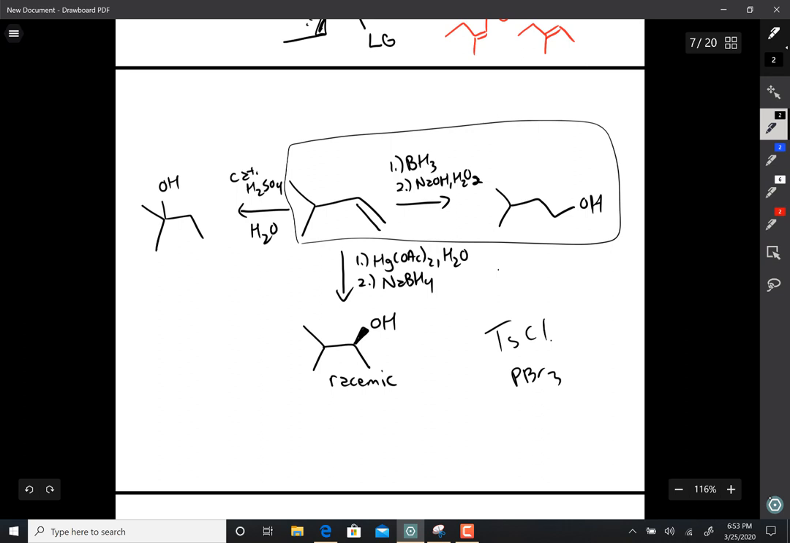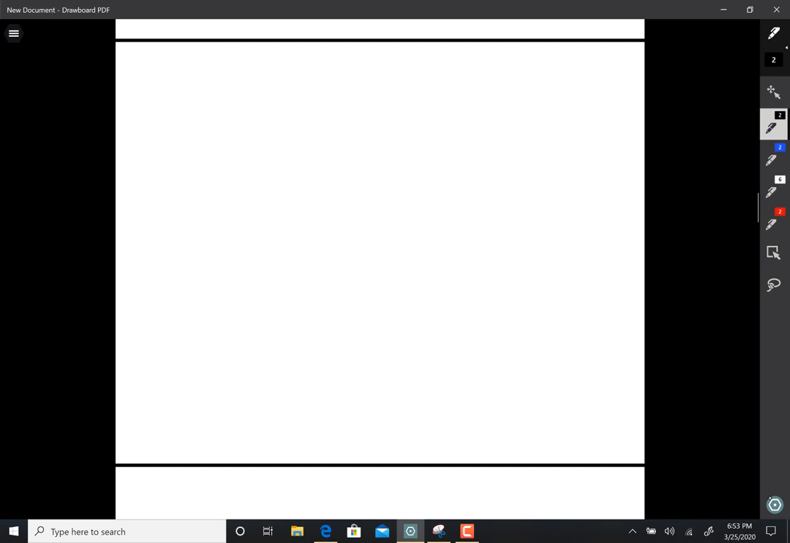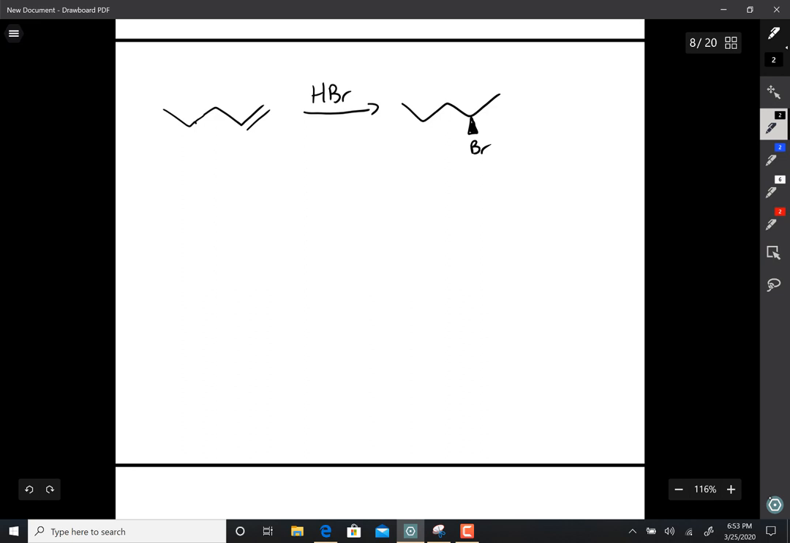is of particular importance because it's an anti-Markovnikov addition. We will have in this class only two anti-Markovnikov additions. This is one of them. Now it's time for a second anti-Markovnikov addition. And that's to do with HBr. HBr actually used to be very, very frustrating with chemists, because when they treated an alkene with HBr, sometimes you end up with a Markovnikov addition, and sometimes you ended up with anti-Markovnikov.